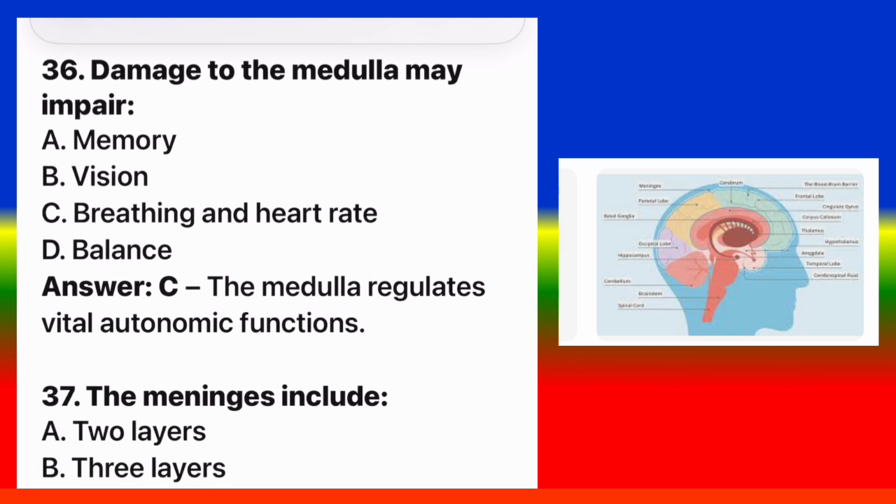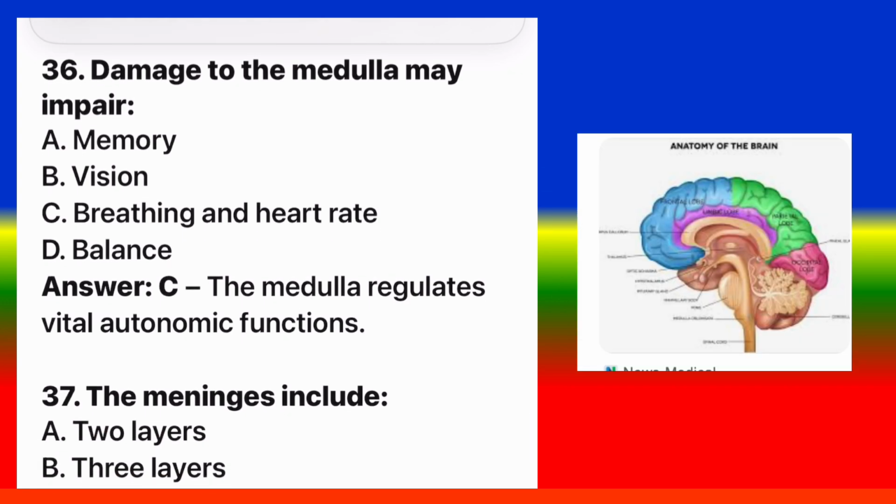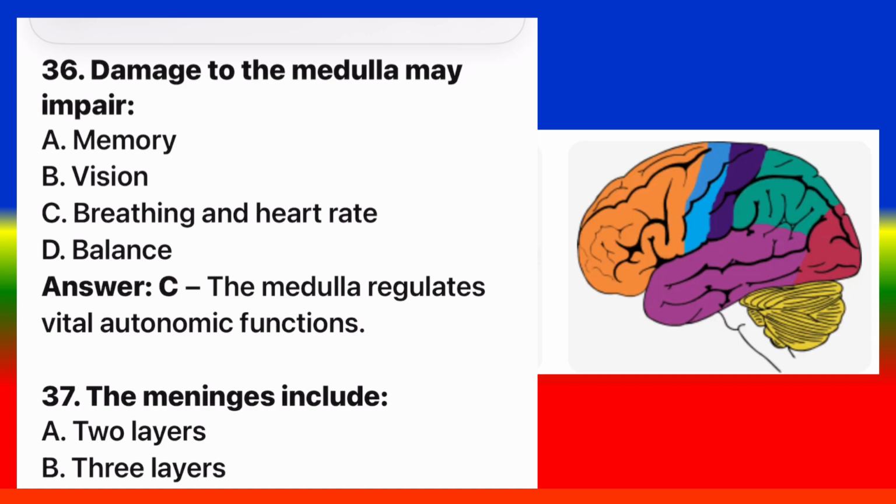36. Damage to the medulla may impair A. Memory, B. Vision, C. Breathing and heart rate, D. Balance. Answer C. The medulla regulates vital autonomic functions.